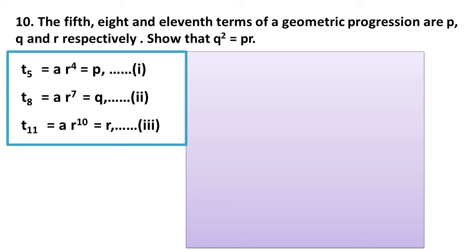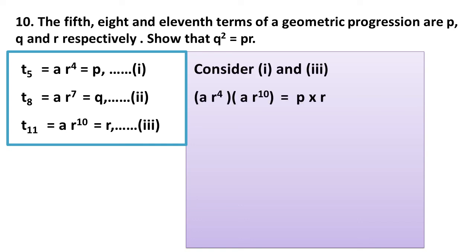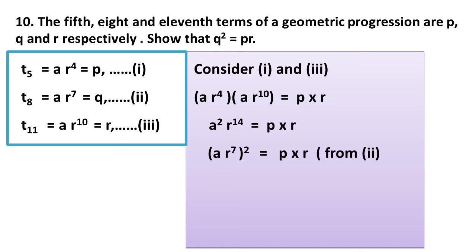As we need the product of P and R, let us consider result 1 and result 3. Take its product T5 into T11. The result will be equal to A into R to the power of 4 into A into R to the power of 10, which is equal to P into R. A into A will be A square. R to the power of 4 into R to the power of 10 will be equal to R to the power of 14.